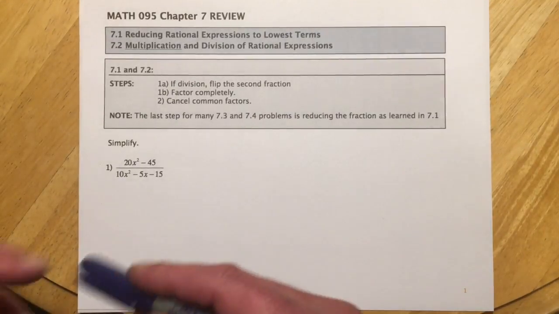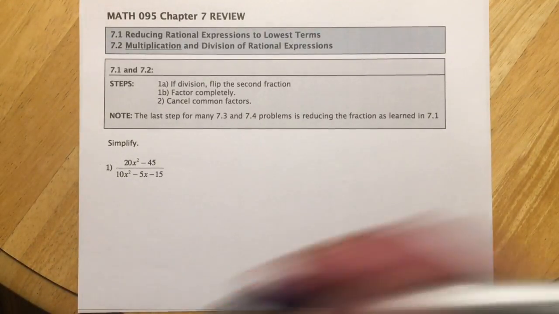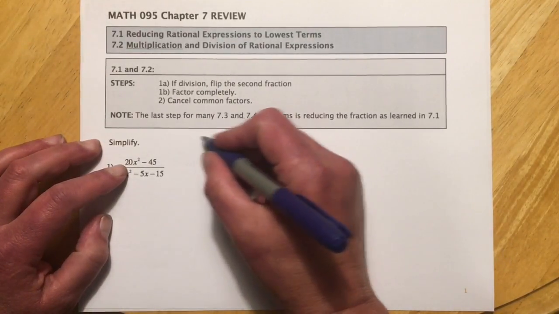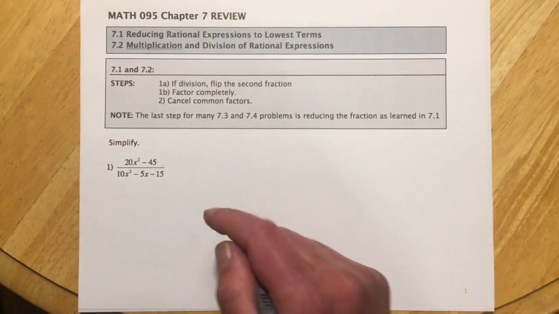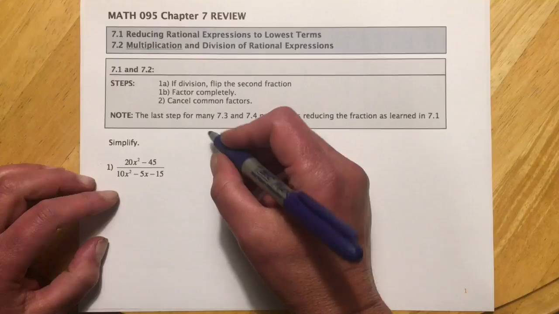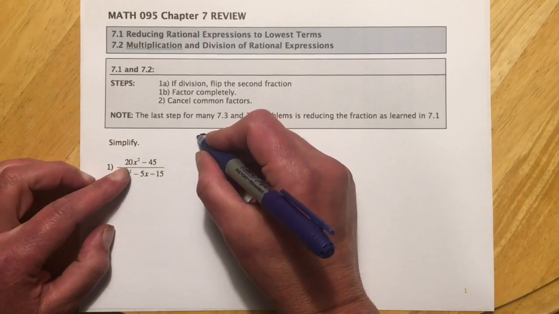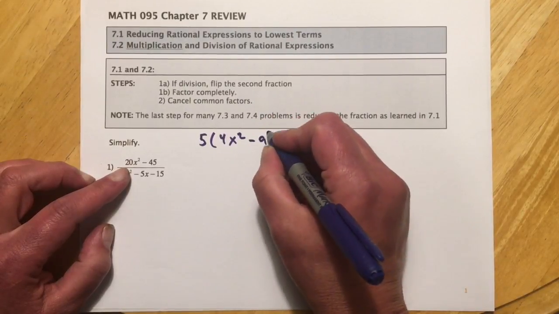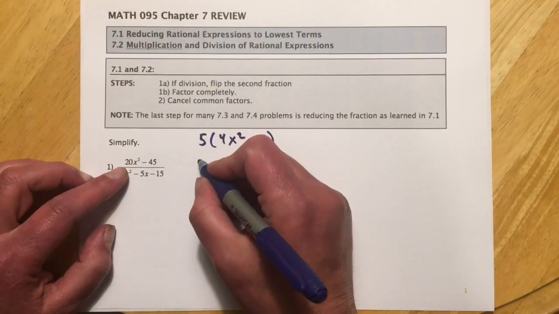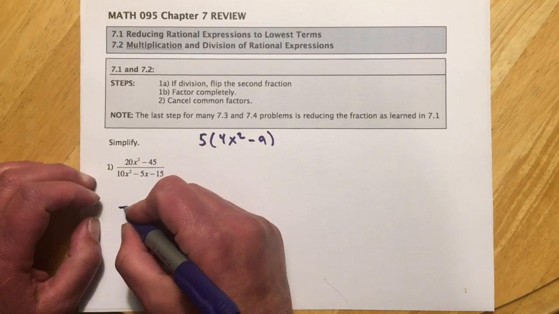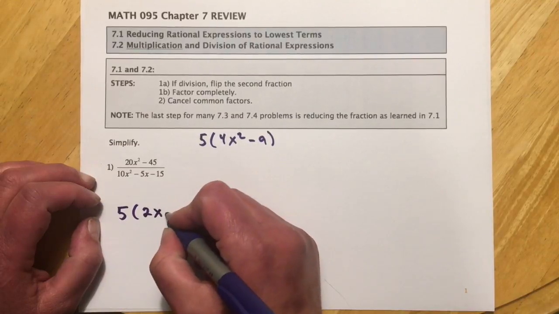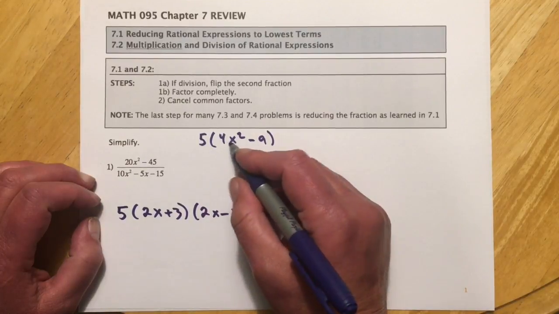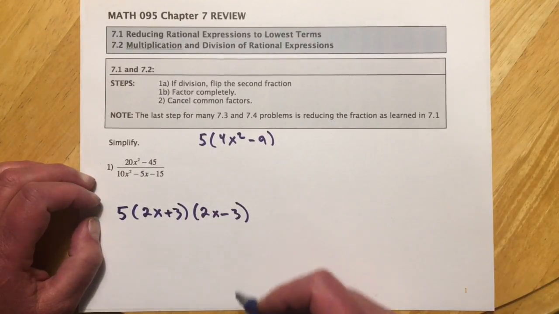Okay, so 7.1 and 7.2 are our factor-cancel sections, and we want to start by factoring first. In this numerator, I'm going to do some scratch work up here and then put it back together down here. Here I can take out a 5, and that leaves 4x squared minus 9, which is a difference of squares. So the answer is 5, then 2x plus 3 and 2x minus 3. That's our a squared minus b squared: a plus b, a minus b.